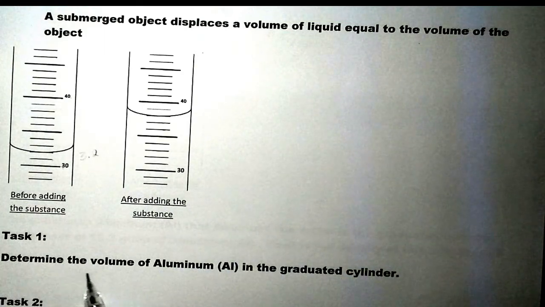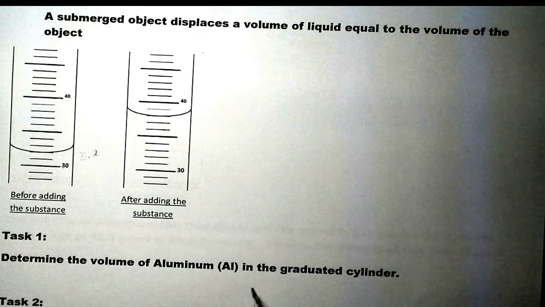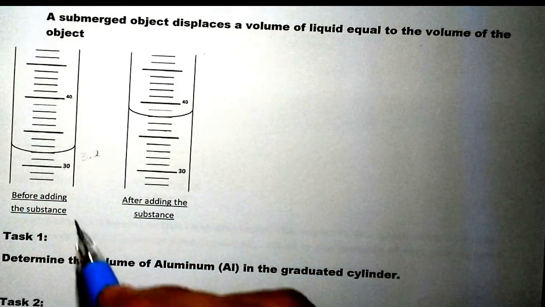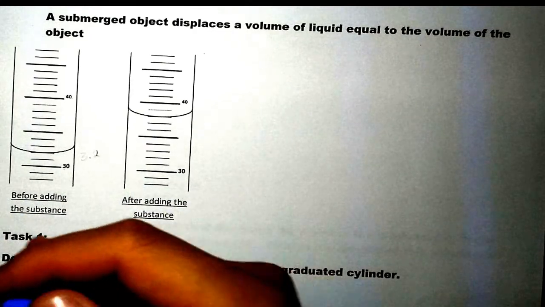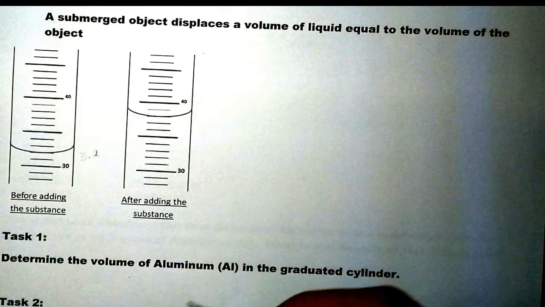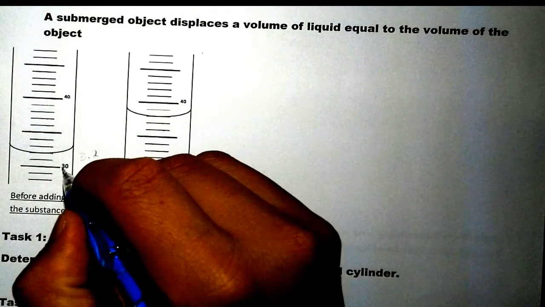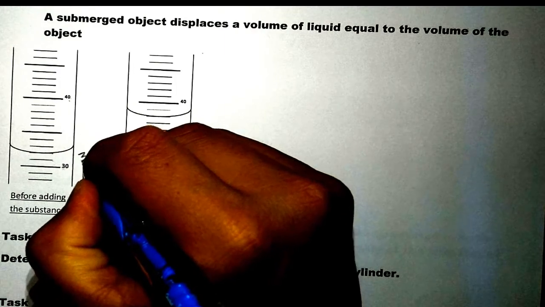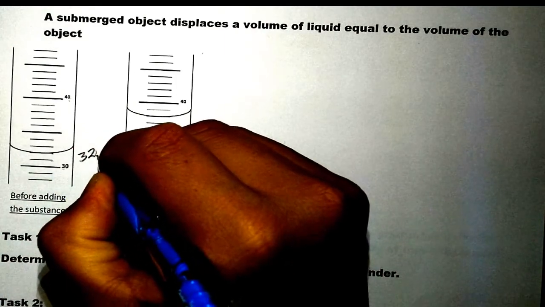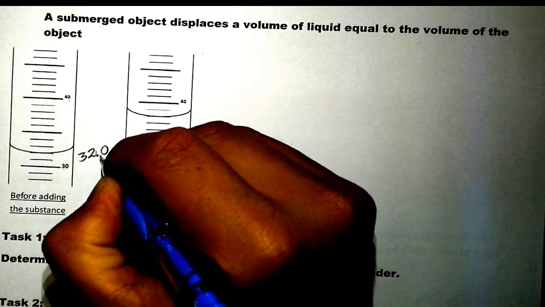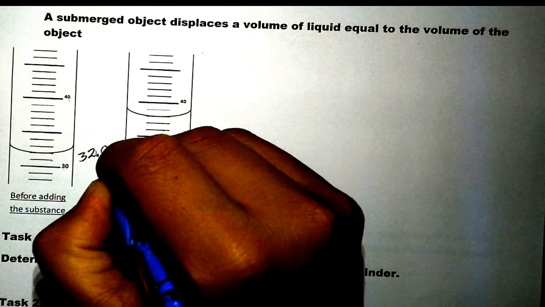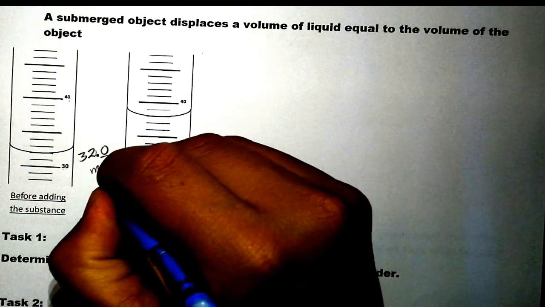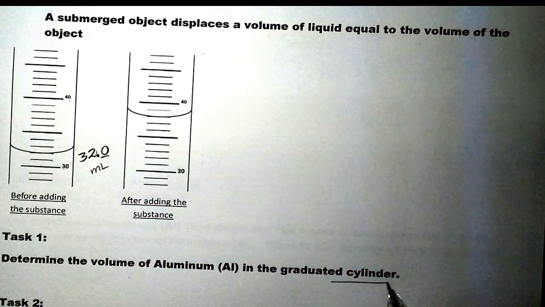Let's do an example problem. Here we have: determine the volume of aluminum in the graduated cylinder. I have two graduated cylinders. One is before adding the substance, and of course you don't see the substance at all because it sinks all the way to the bottom. In this case I have our reading 30 all the way to 40. Of course each mark will be 1, so we have 31, 32. But I have to estimate the last digit, which is not there, and it is 0 because it is on the line. So that is our initial reading, and the unit of course is mL because we measure with a graduated cylinder.